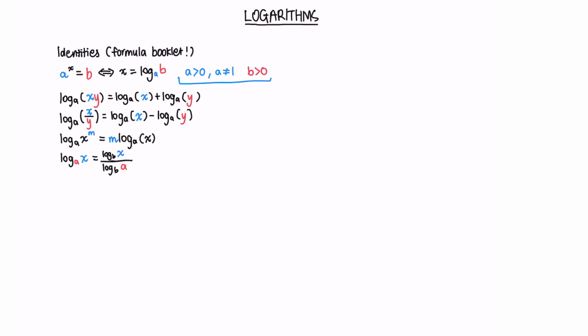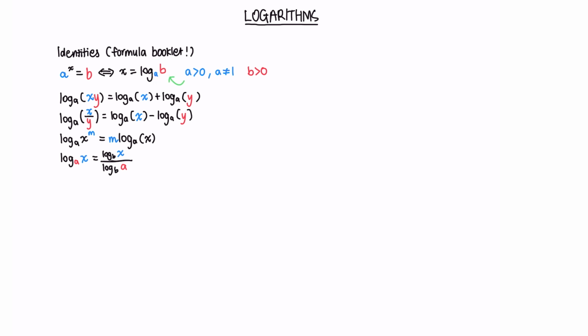Okay, a must be more than 0, a cannot be equals to 1, and b must be more than 0. This is such that the logarithmic form is defined. Before we continue, how do I read this? This is actually just log base a of b, okay? This right over here is your base.